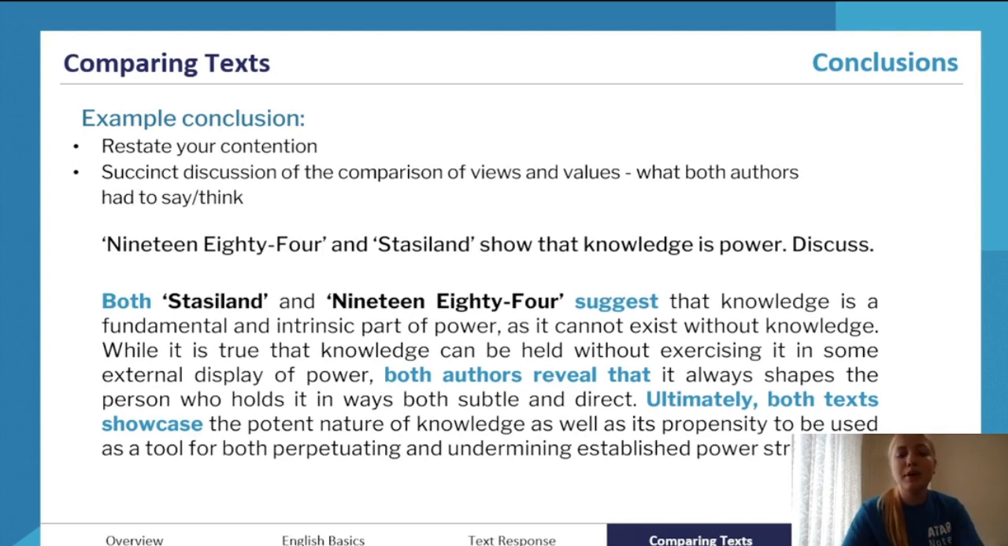So ultimately, both texts showcase the potent nature of knowledge as well as its propensity to be used as a tool for both perpetuating and undermining established power structures. And this is our views and values message, again, similarity space. So we could really use a difference link in here. And I recommend where we are restating our contention to have some kind of difference link there.